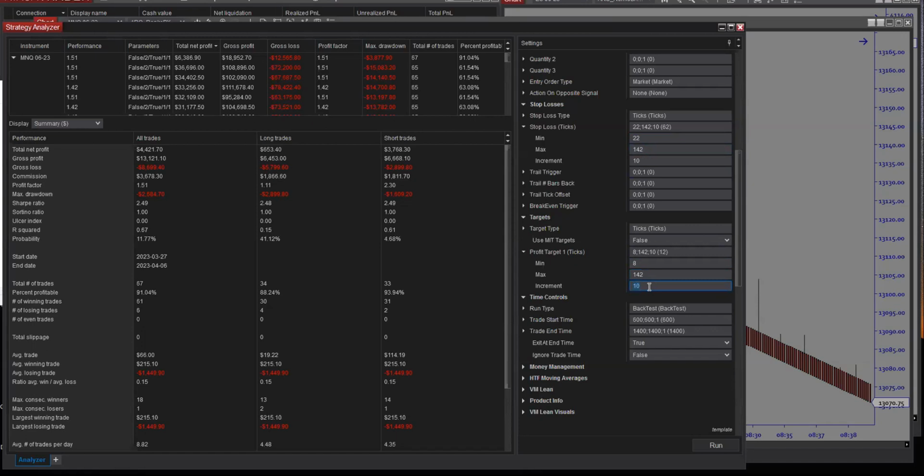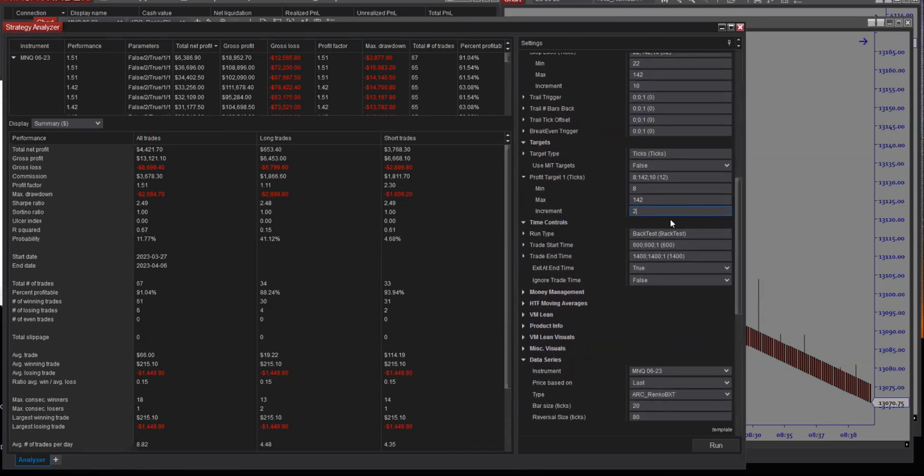So I could divide it by, just put in 2 tick increments, right? So 142 divided by 2, you're looking at 71 iterations there. Like, this is just a lot of iterations, right? But I'm just showing you that I could go up in 2 tick increments, and I can do that. I could go up in 4 tick increments and save it a little bit of time.